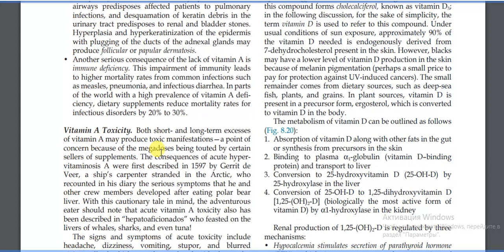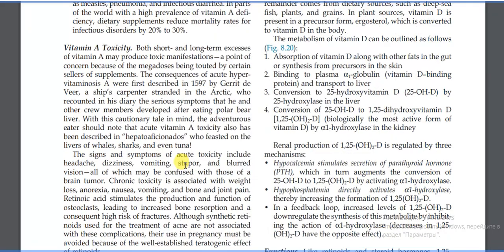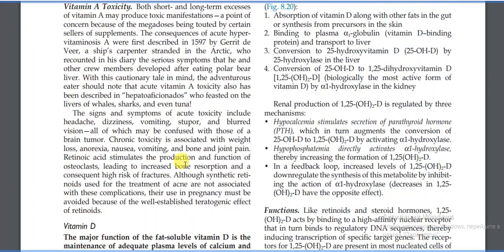But vitamin A might be toxic. An increased amount of vitamin A might cause headache, dizziness, vomiting, stupor, and blurred vision, and it can be confused with a brain tumor.